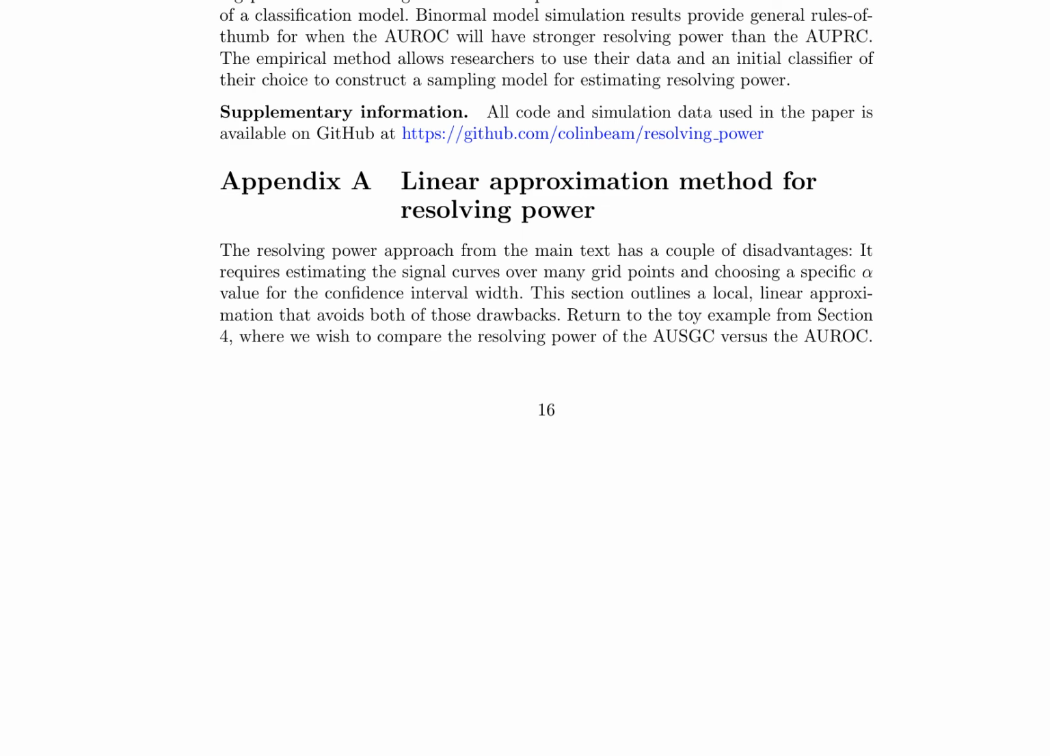Binormal model simulation results provide general rules of thumb for when the AUROC will have stronger resolving power than the AUPRC. An empirical method is also provided, allowing researchers to use their data and an initial classifier of their choice to construct a sampling model for estimating resolving power. Additionally, supplementary information includes all code and simulation data used in the paper, available on GitHub.